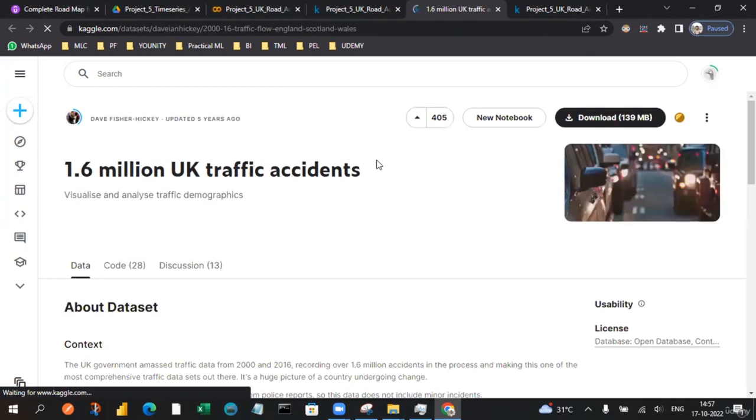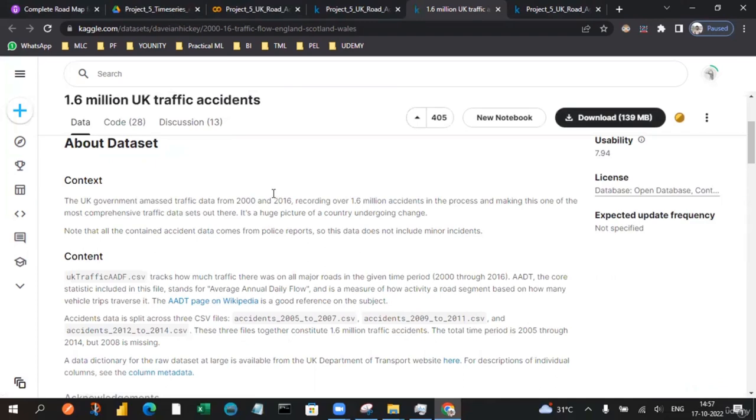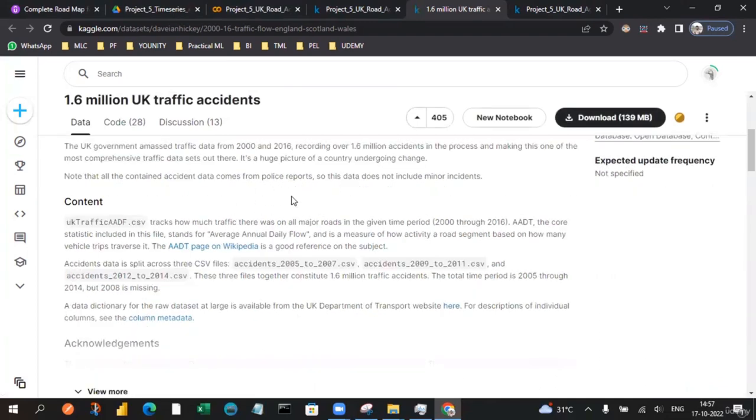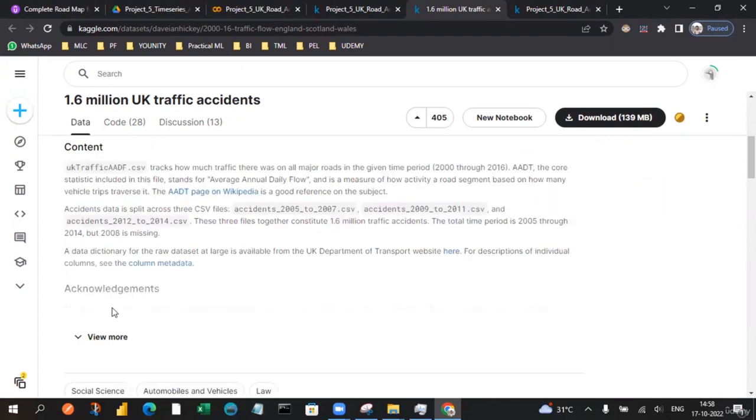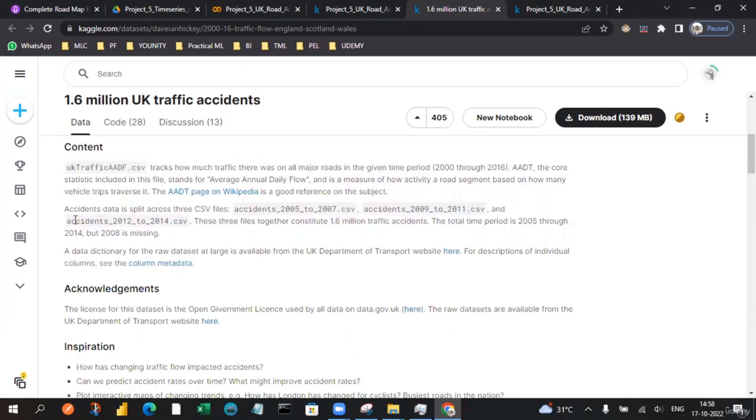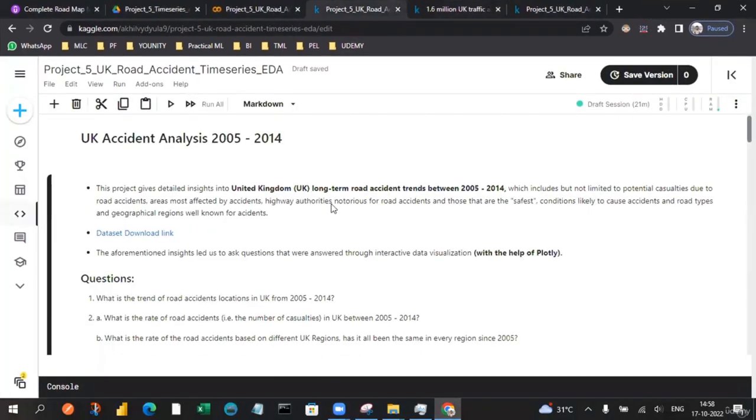Then we will also go with the model building corresponding to the time series dataset. The UK government has traffic data from 2000 to 2016, and there are so many records found in the accident datasets, 1.6 million. They are also comparing traffic data to get the huge picture of the country undergoing this change. Basically we have accident files from 2012, 2014 and 2005-2007 CSV files. We can play around with these CSV files, whatever information we have, and then go ahead with the modeling part.